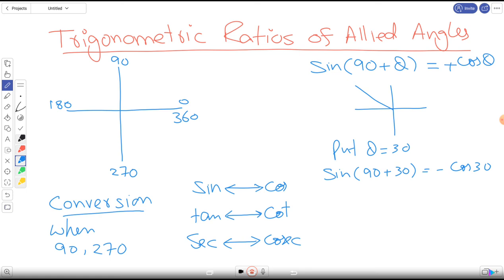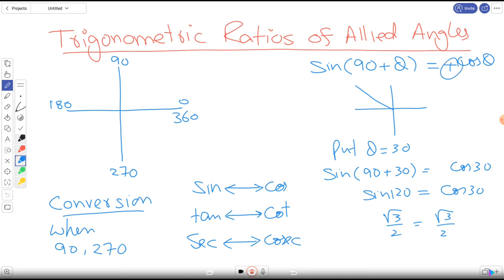And now check. Sine 120 is equal to, so this negative sign is not there at all according to the concept. So cos 30. And if you type in the calculator, both are root 3 by 2, which are perfectly the same. So what is the criteria? I repeat again. So this is very clear.